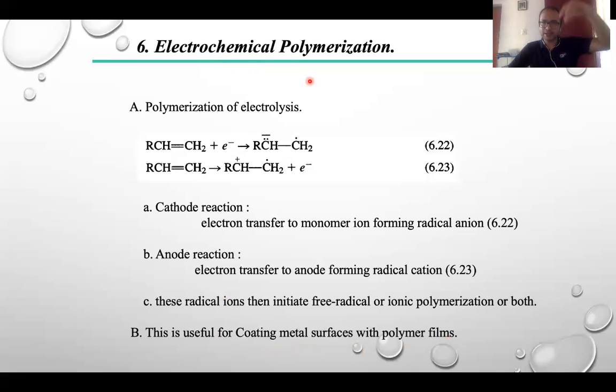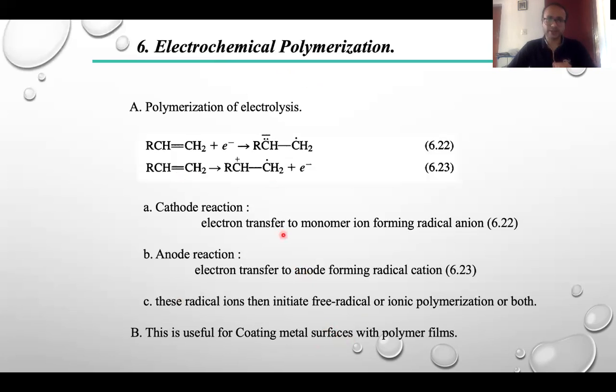So basically the electrodes that you dip in the solution, they are metals. And the monomers are in the electrolytic solution. So as the electrolysis happens, these monomers get coated on the metal surface, and thereby you coat the metals, which are your electrodes, and thereby do the coating process. Okay, so for that purpose, we use this electrochemical polymerization mostly.